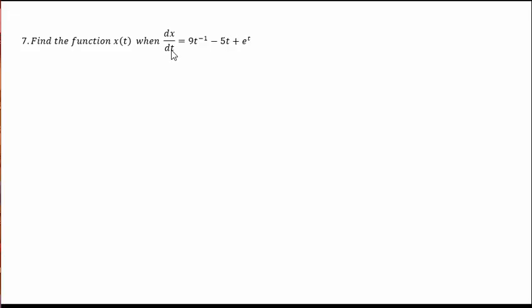This is telling us that dx over dt is 9t to the negative 1 minus 5t plus e to the t. Now, to start off, we can multiply both sides by dt, and we're left with dx equals 9t to the negative 1 minus 5t plus e to the t dt. Now we can take the integral for both sides.